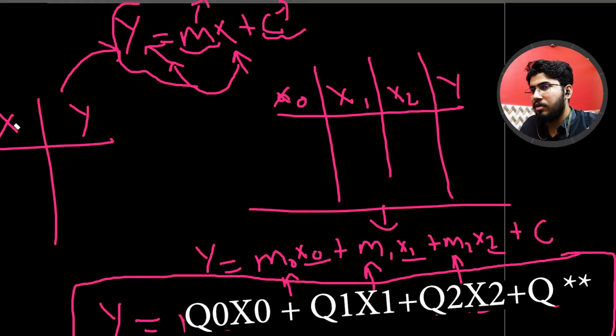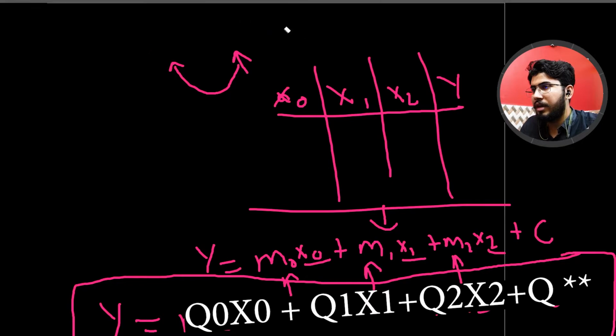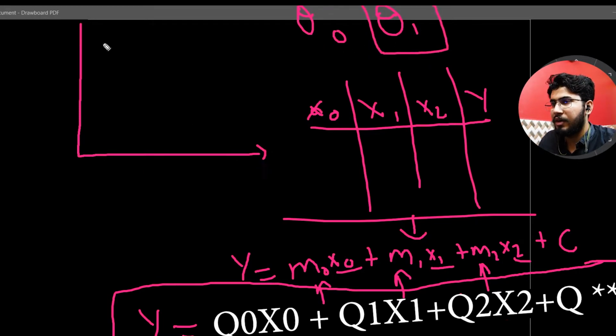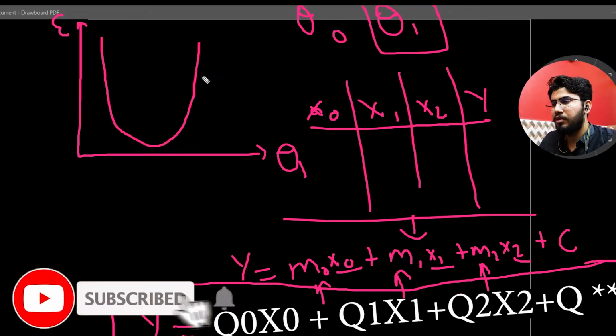Now let me also explain one more thing, how gradient descent is going to work. As we saw in our linear regression video, when we had only theta 0 and theta 1, if we take only theta 1, then we will have a 2D plane. If we plot a graph between error and theta 1, it will look something like this. We saw that in the last video.